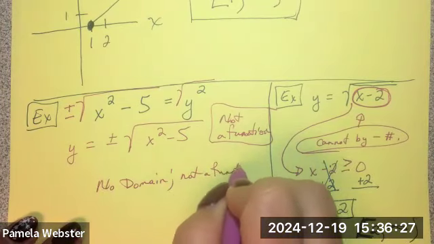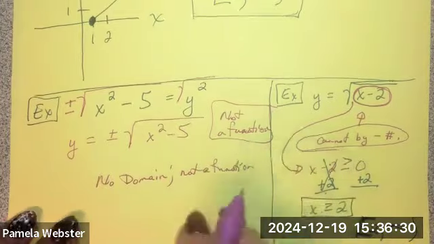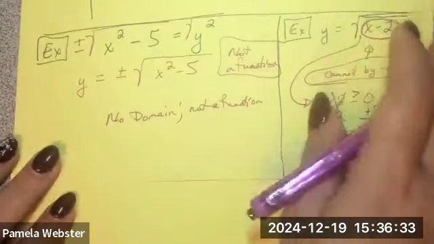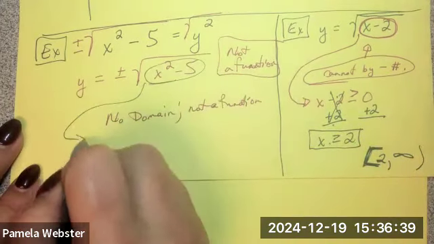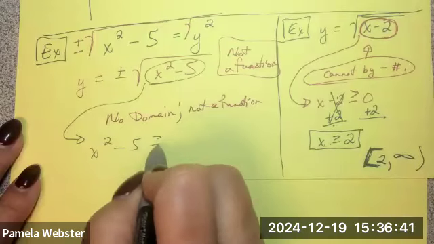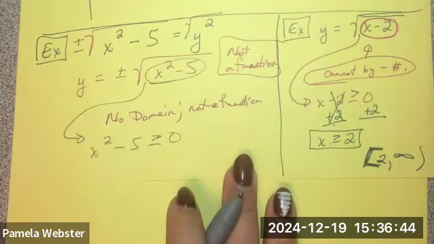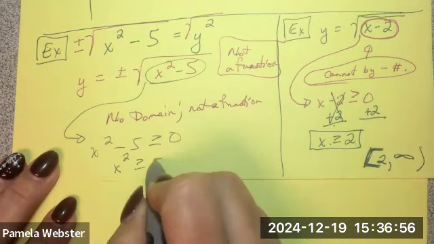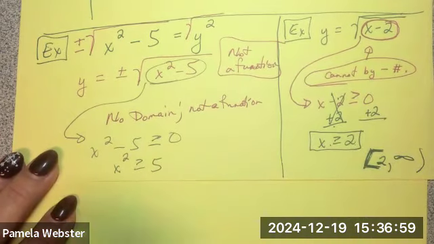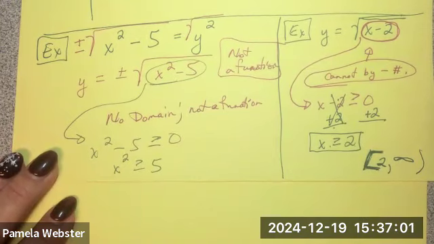But you could still look at this just for fun. Let me pull it out. So no domain because it's not a function. Let me pull this out of there and let's see what would happen. x squared minus 5 has to be greater than or equal to 0. I just want to talk about what's happening here, even though this isn't a function. To solve this for x, I would do x squared is greater than or equal to 5. And then I'd look at that and go, hang on a second. Whenever I need to do this, I need to square root both sides.